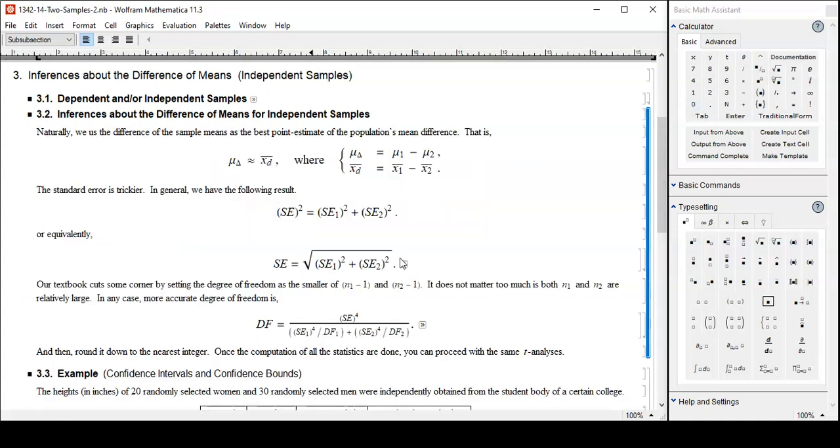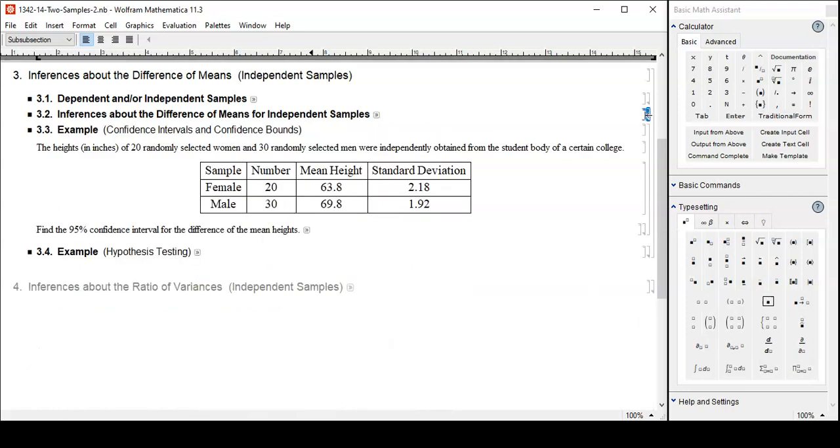Now, as for standard error, you need the first standard error and the second standard error. And can you do that? You need S over square root of n and S over square root of n. Yes, you can do all those.